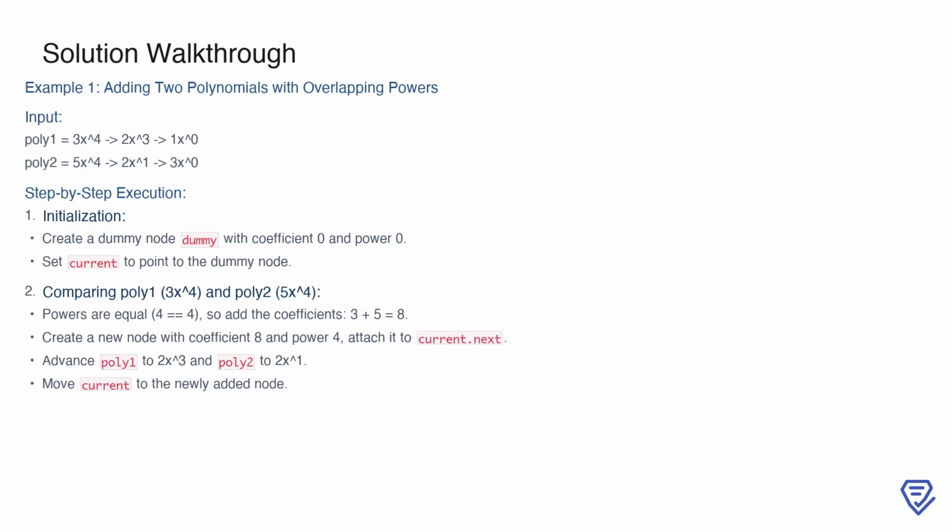In this example, we are adding two polynomials that have overlapping powers. We begin by initializing a dummy node with coefficient 0 and power 0, and we set a pointer, current, to this dummy node.